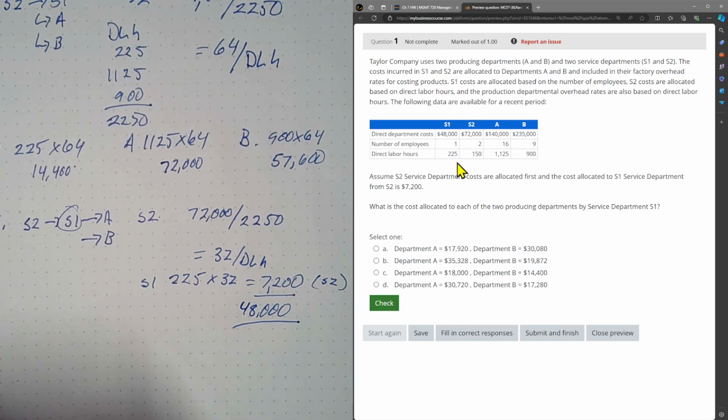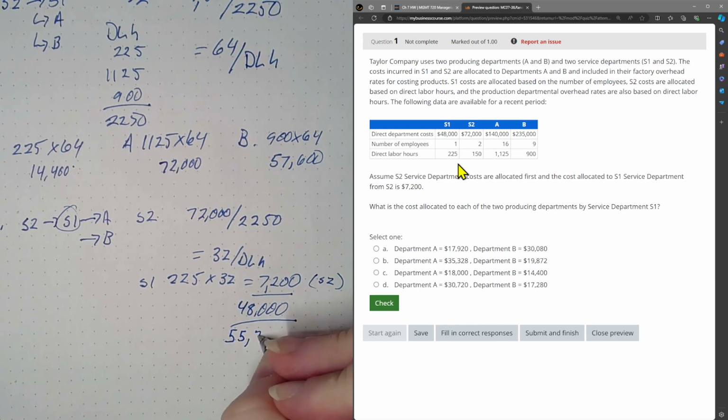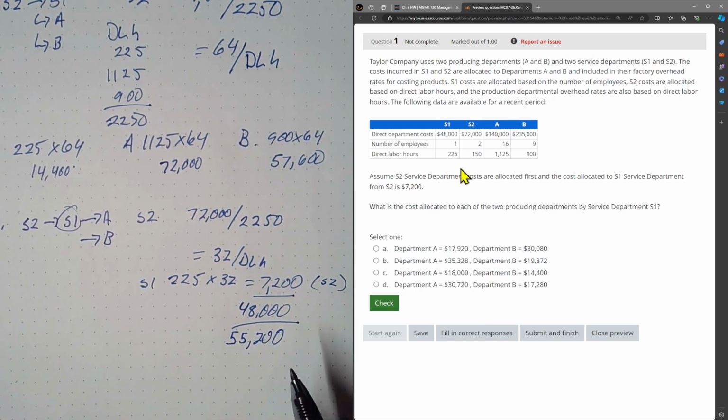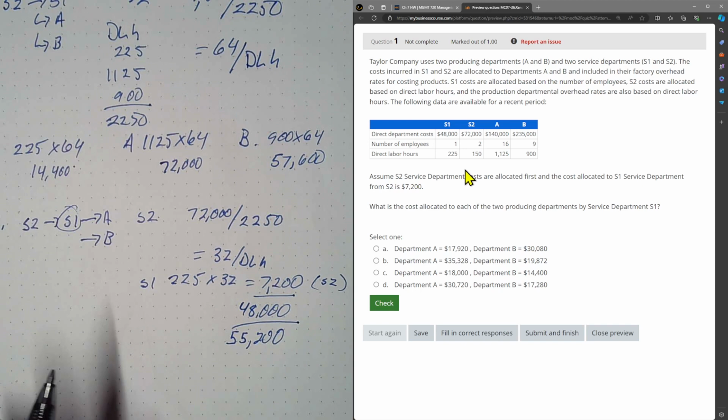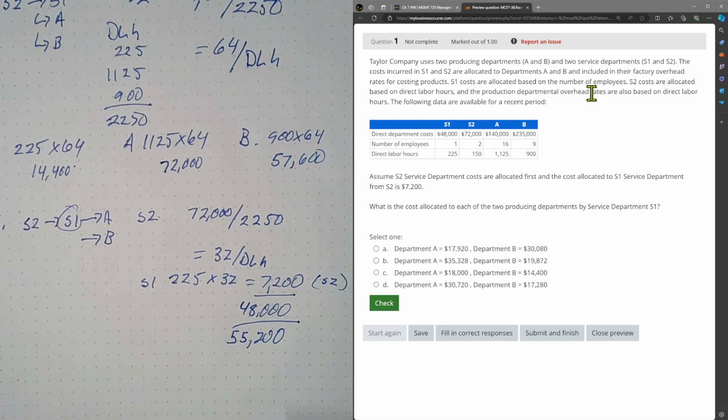So we add those two costs together, 48,000 plus 7,200. It's going to come to 55,200. And that is the amount that we need to allocate to A and to B. Now, how does S1 allocate? S1 allocates based upon the number of employees.